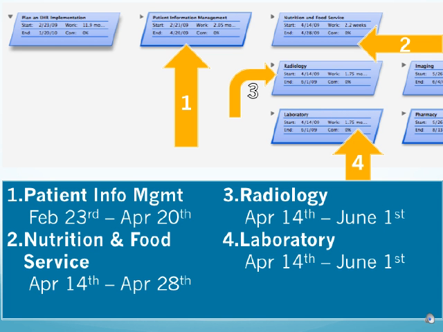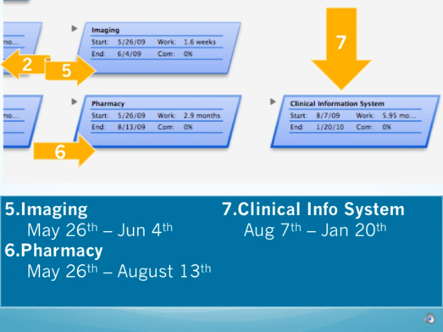Once configuration for patient information management ends, 3 more departments can begin implementation on April 14th. Nutrition and food service will end its training on April 28th. Radiology and laboratory will fully be implemented on June 1st. After radiology configuration ends, imaging can begin on May 26th, finishing on June 4th.